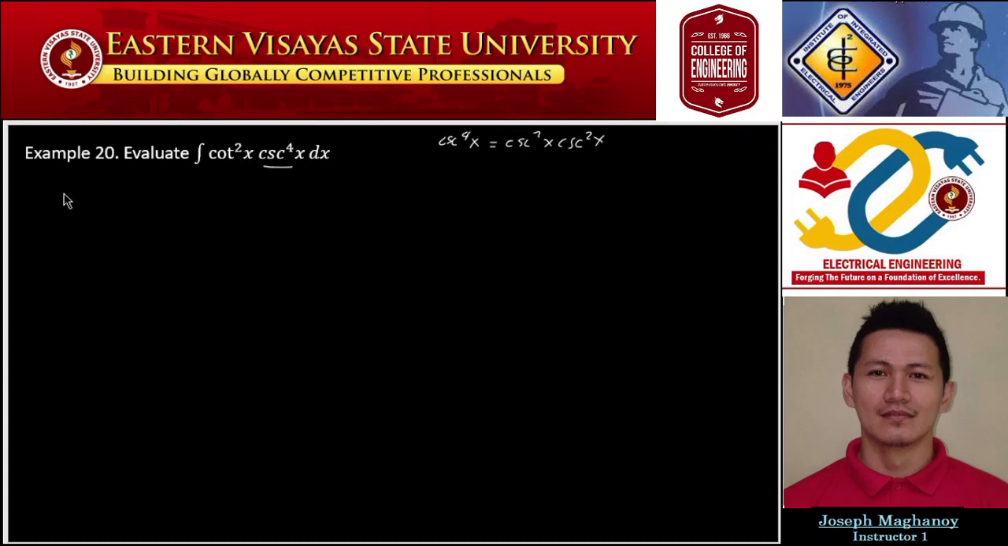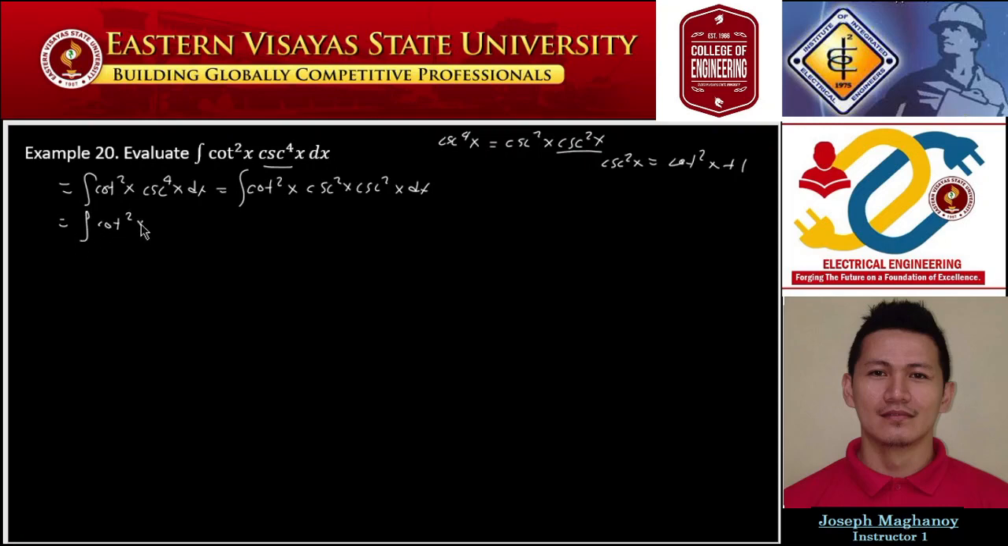So okay, we rewrite our function. Integral of cotangent squared x cosecant to the fourth x dx. So we replace it with our integral cotangent squared x cosecant squared x cosecant squared x dx. Okay, so now we use the identity of our cosecant x. So cosecant squared x is equal to cotangent squared x plus 1. So we use this identity. So we replace one of the cosecant squared. Okay, so integral of cotangent squared x, cosecant squared x, replace the other with our identity, cotangent squared x plus 1 dx.